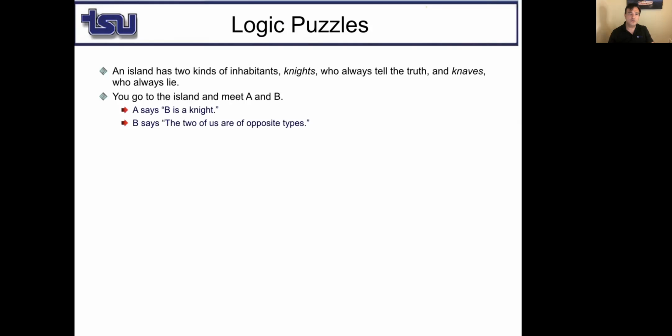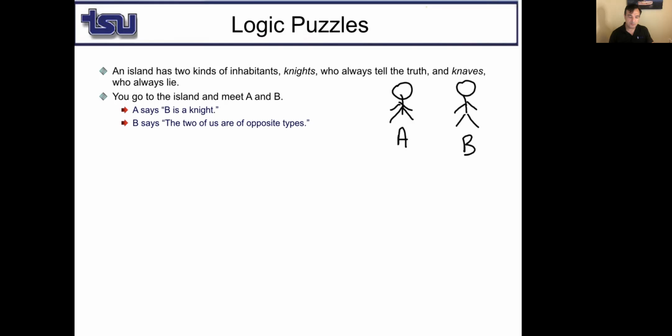So now you go and meet two people, person A and person B. Person A says B is a knight. And B says, the two of us are of opposite types. B says, if I am a knight, A is a knave. If I am a knave, A is a knight. So the question is, what is A, what is B? Is A a knight or a knave? How about B? How do you solve this puzzle?